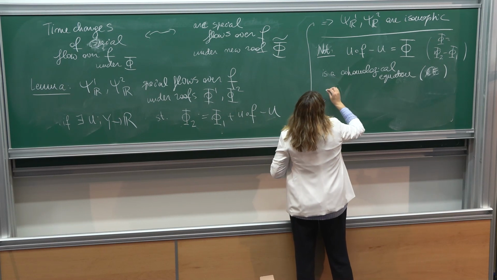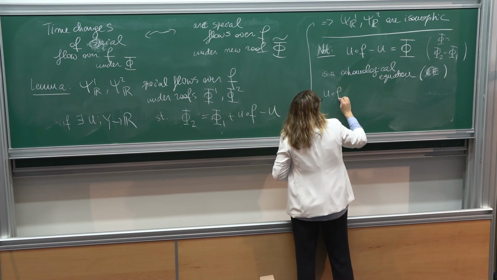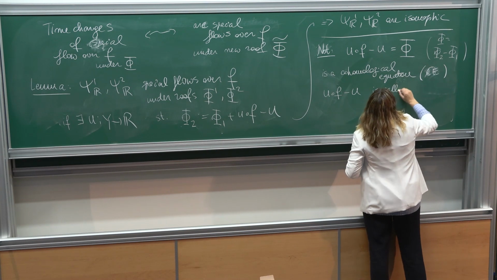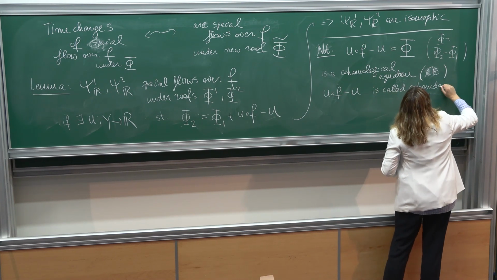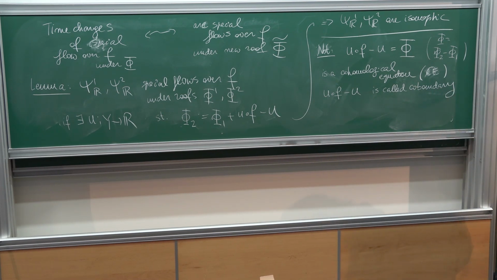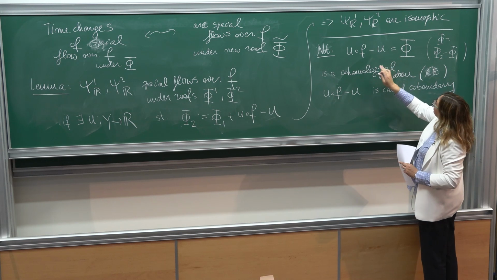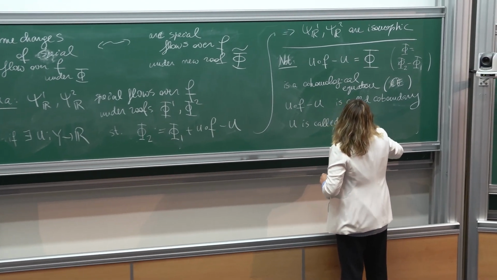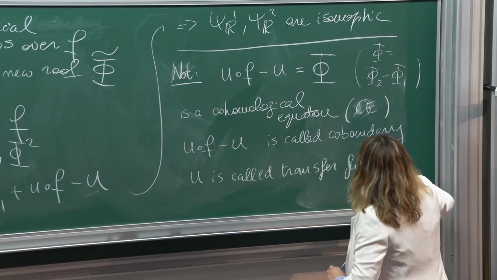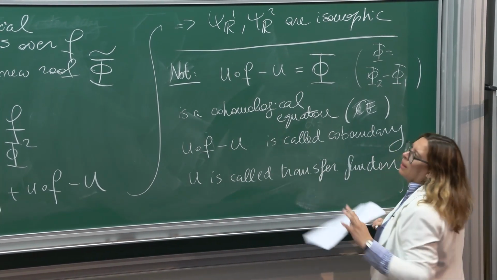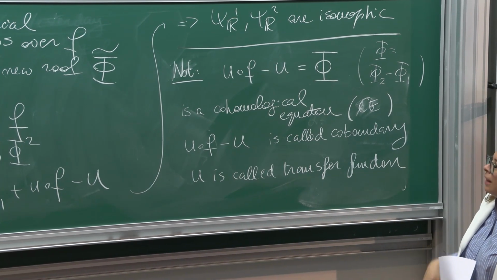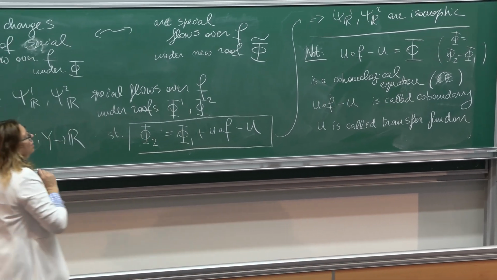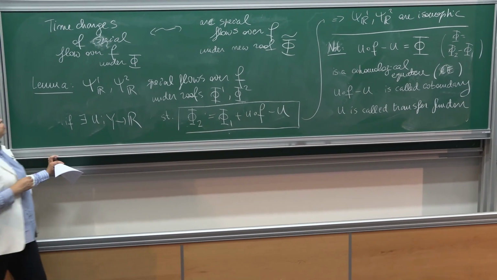Another notation: an expression of this form, u composed with f minus u, is called a coboundary. So a function which can be written as u composed with f minus u is called a coboundary, and u is called the transfer function. Okay, so this is just some nomenclature. I'll keep it aside. Now let me sketch the lemma. The lemma is a kind of motivation to explain why cohomological equations have to do with triviality of time changes.